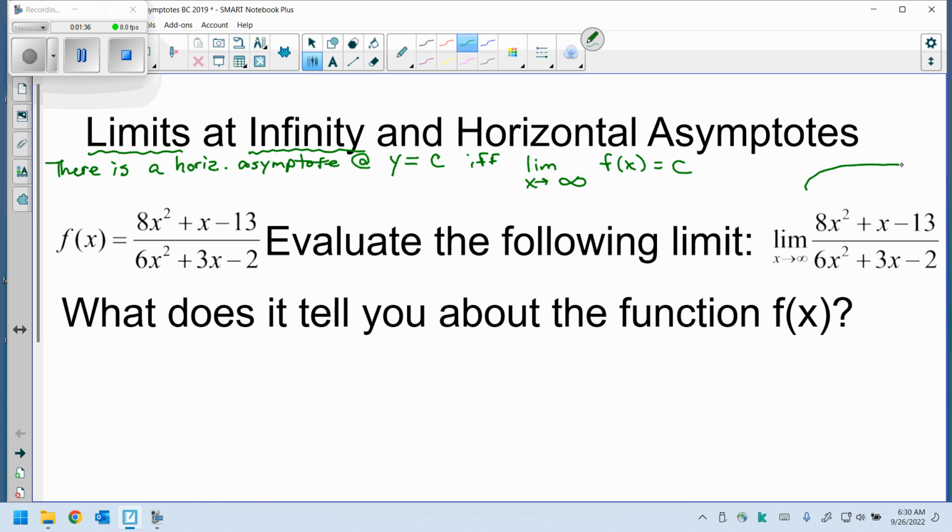Now, the same thing would be true if we were approaching negative infinity. If we were approaching negative infinity and approaching some y value but never getting there, we'd have a horizontal asymptote as well. So we're just going to add this. This is a plus or minus, or a positive or negative infinity. And if our function approaches some constant value but never quite gets there, then we've got a horizontal asymptote.